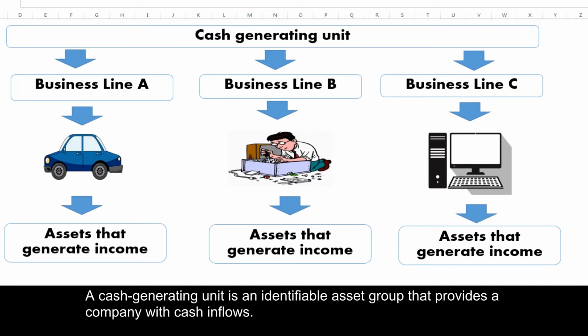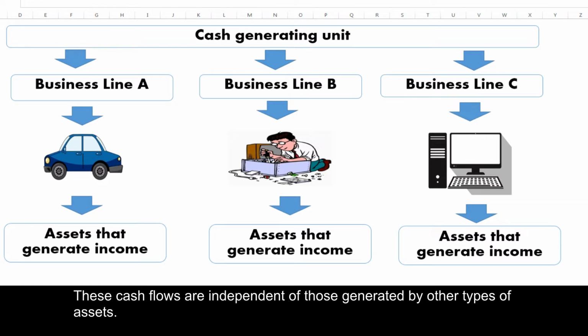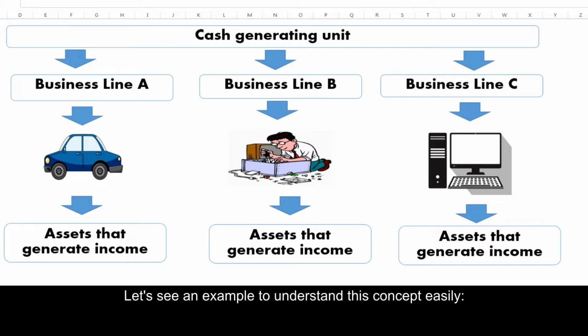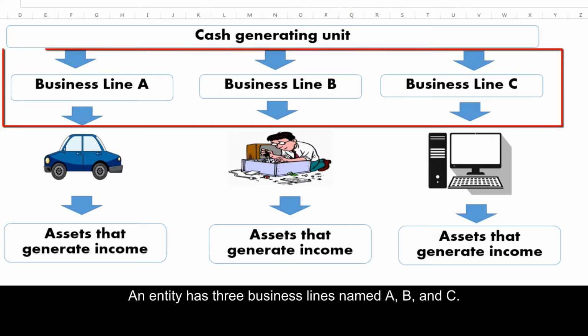A cash-generating unit is an identifiable asset group that provides a company with cash inflows. These cash flows are independent of those generated by other types of assets. Let's see an example to understand this concept easily. An entity has three business lines named A, B, and C.